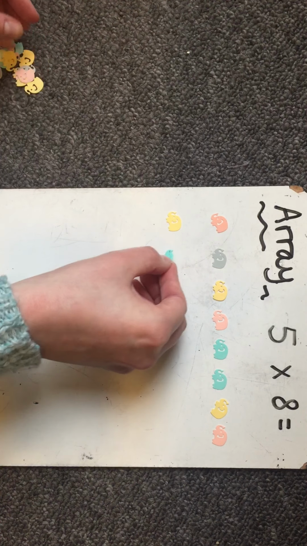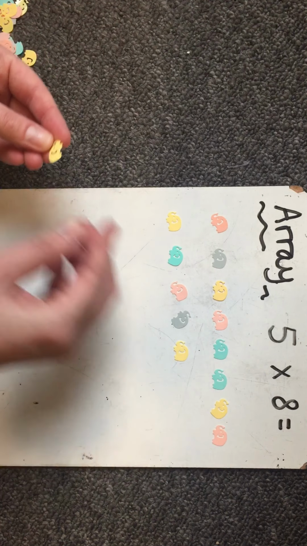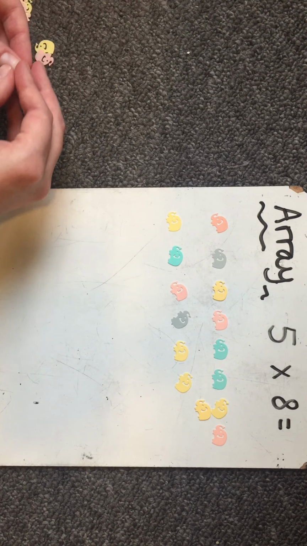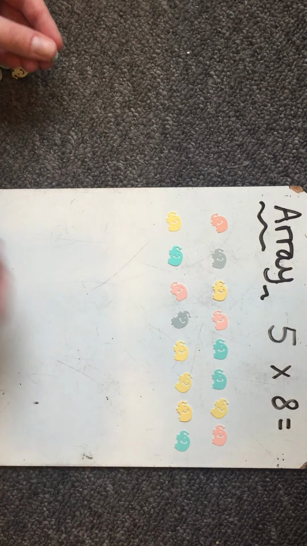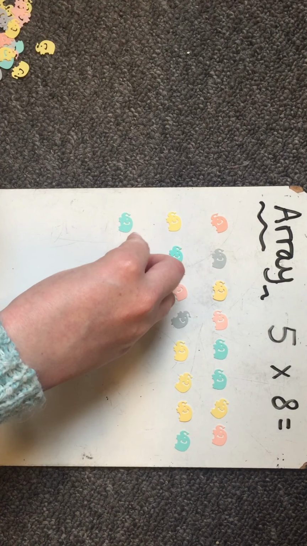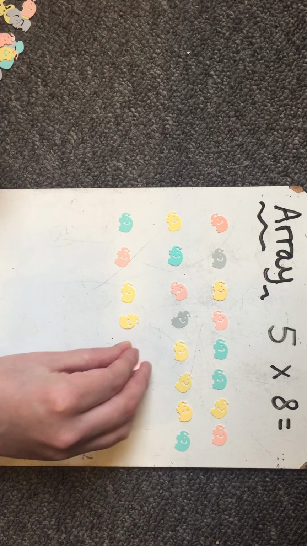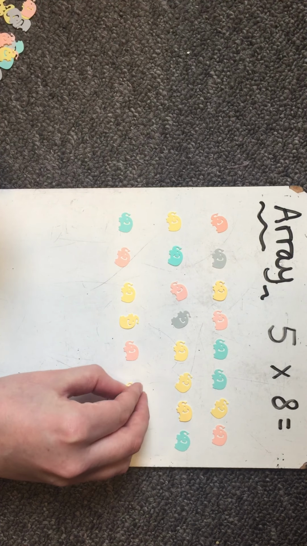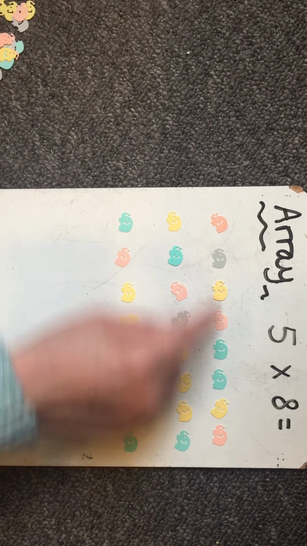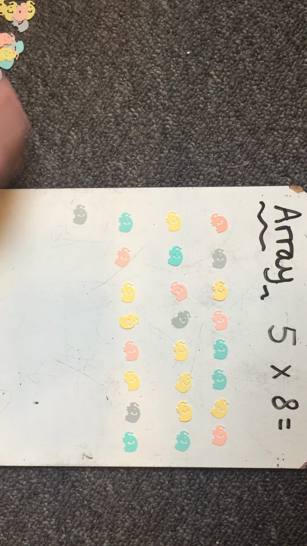So I need to keep going. 1, 2, 3, 4, 5, 6, 7, 8. This is taking me a long time. Do you think this is the best method? When I have to multiply really big numbers, is there another way which is better? We might be moving on to that in a minute. 1, 2, 3, 4, 5, 6, 7, 8. So now I've got 1 row of 8, 2 rows of 8, 3 rows of 8, 4 rows of 8.